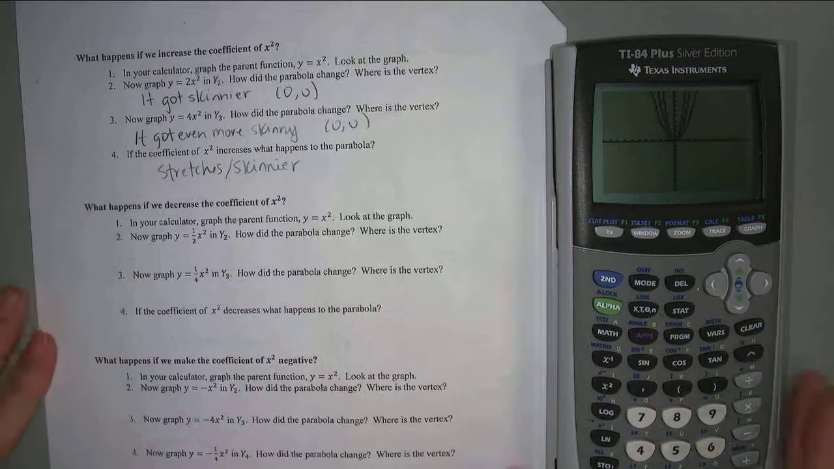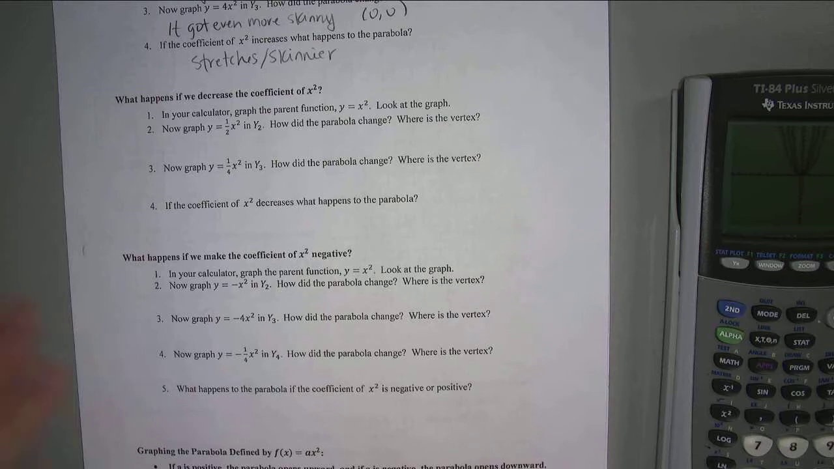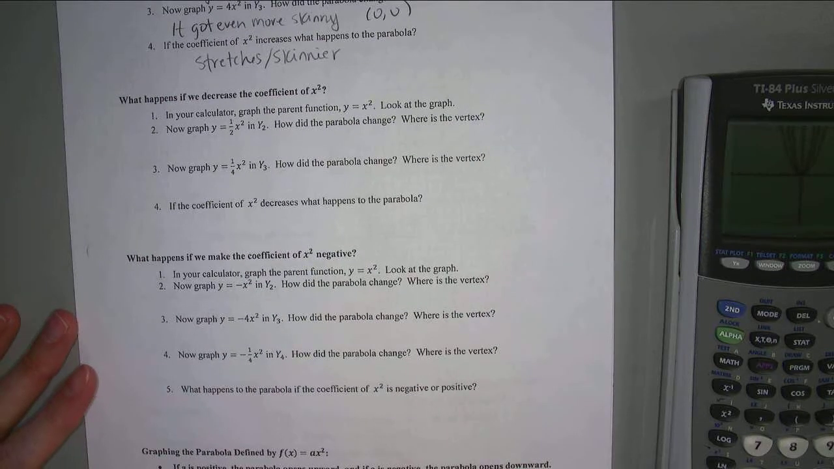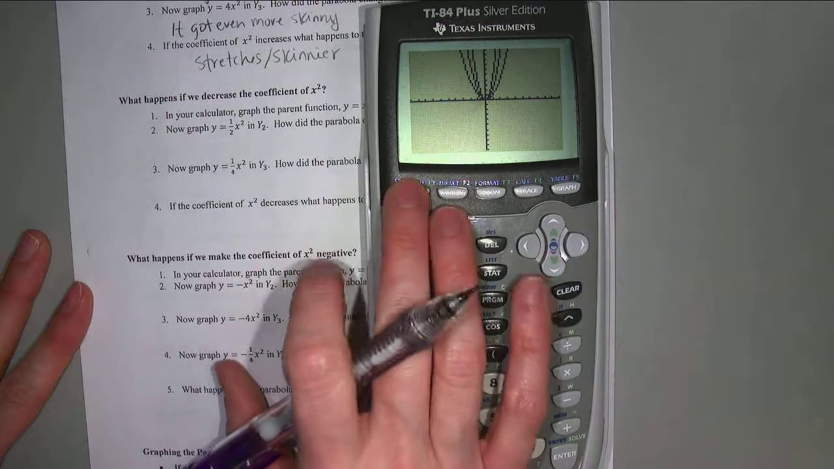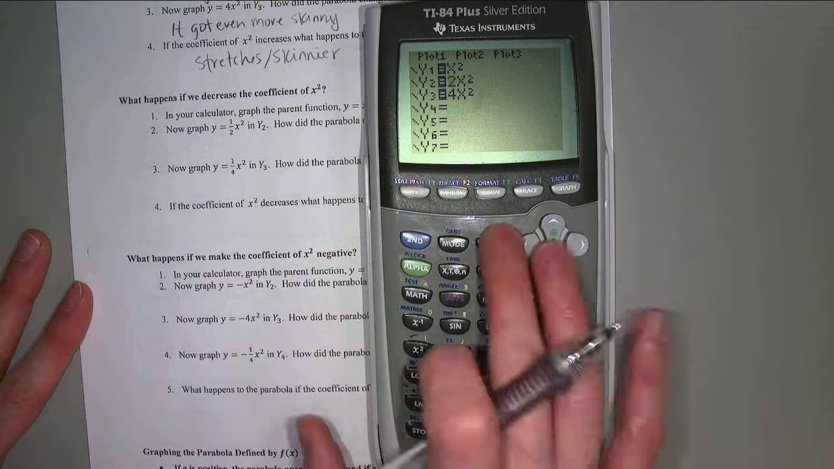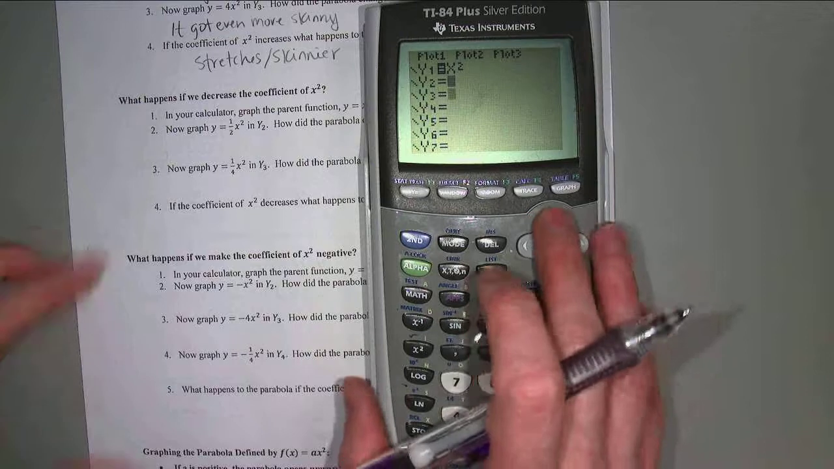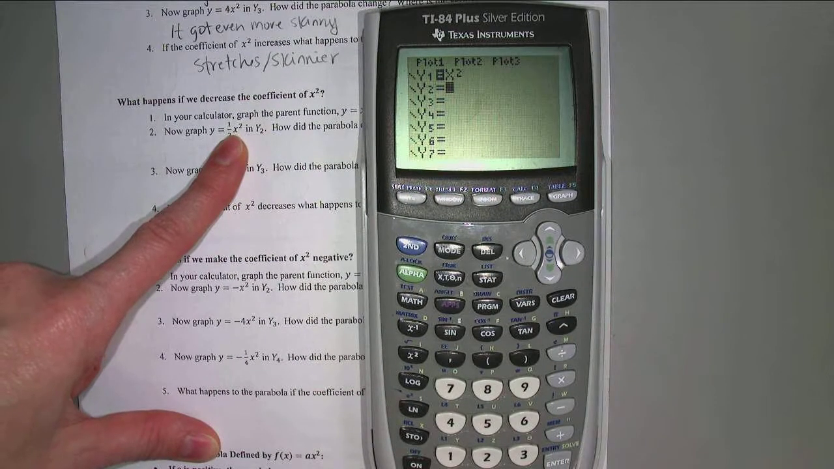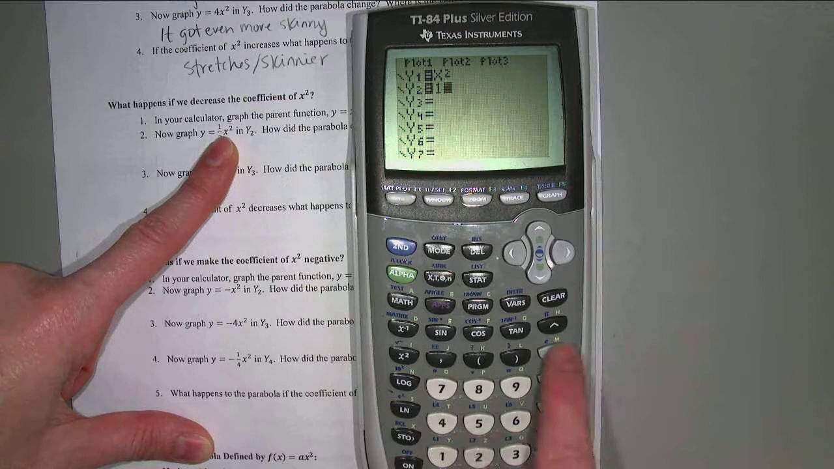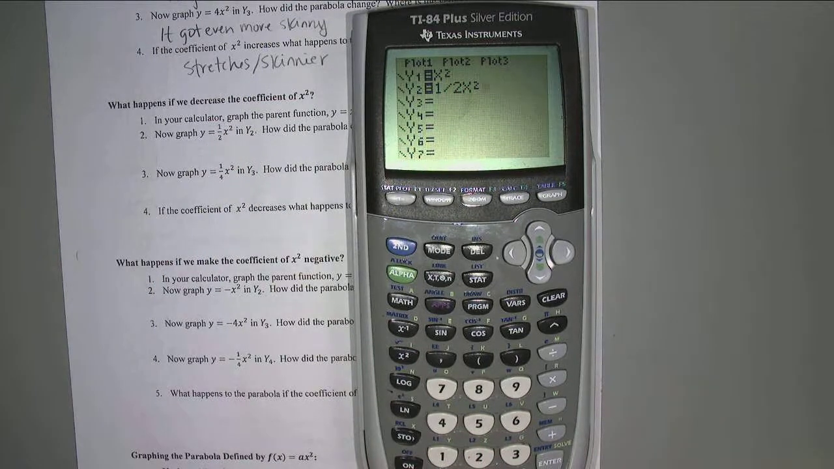Let's look at what happens if we decrease it. So in our calculator, let's keep the y1 as x squared, but in y2 and y3, let's clear it all out. We're going to clear out the y2, just hit clear, and clear out the y3, hit clear. And let's do number 2 first. It says, let's graph 1/2 x squared. There's not a half button on our calculator, so we just do 1 divided by 2 x squared.